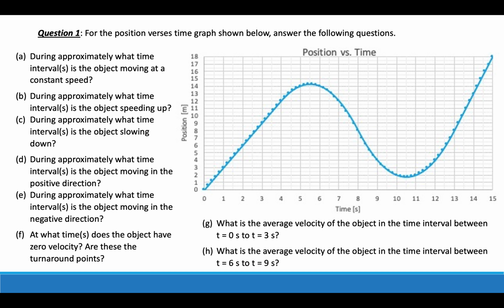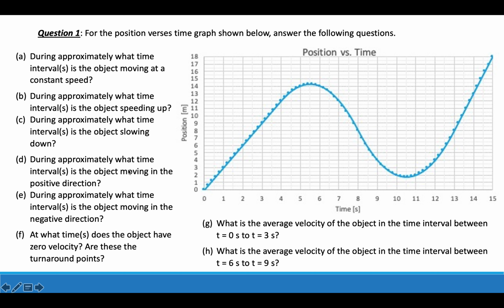We consider an example of a position versus time graph, and we'd like to know a number of different pieces of information about this graph. So for part A, during approximately what time interval is the object moving at a constant speed? When is it speeding up? When is it slowing down?